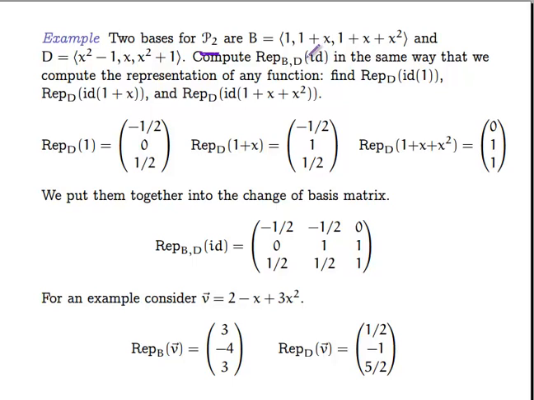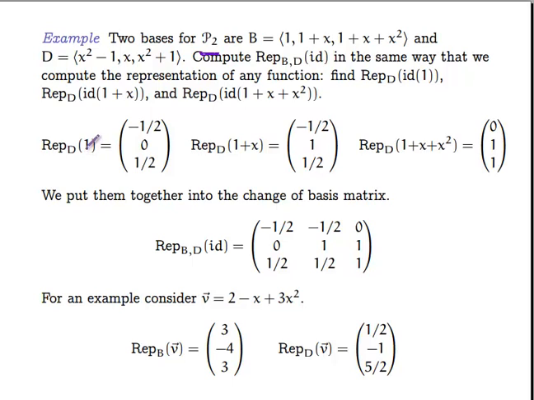So how are we going to do that? Well, remember what the prescription is. To get this matrix, we have to take the representation with respect to D of every one of the basis vectors in B. Okay, so that's exactly what we're doing here. I'm taking the representation with respect to D of the polynomial 1.